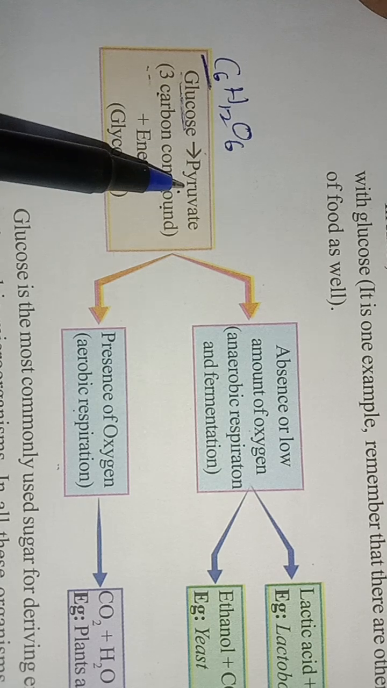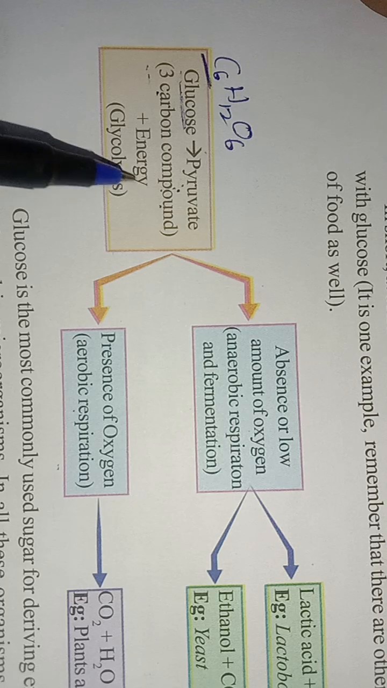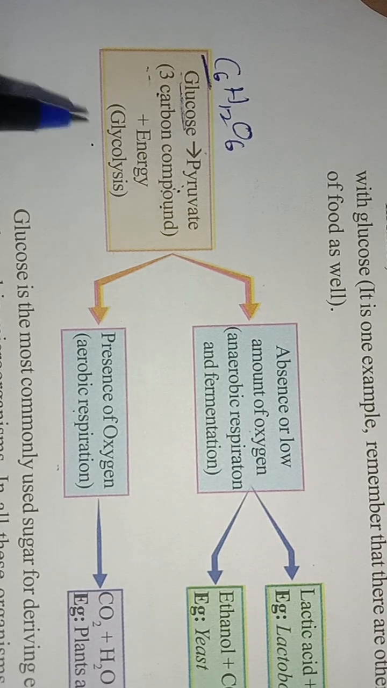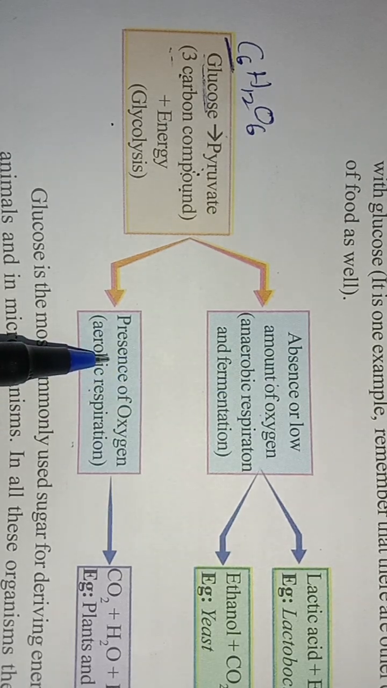Glucose is converted into pyruvate. What is pyruvate? Pyruvate is a 3 carbon compound, right? This process is called glycolysis, right? Next, the absence and the presence of oxygen.